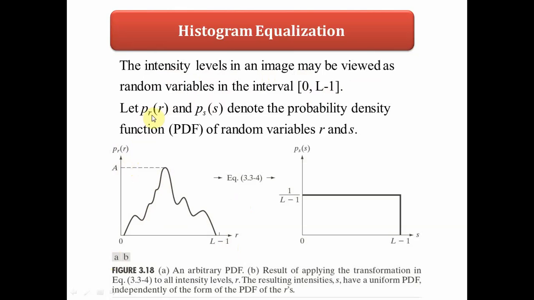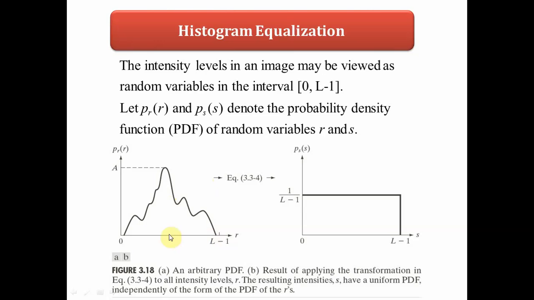Let P suffix R of r and P suffix S of s denote the probability density function, that is PDF. So the entire range will be considered as starting from 0 to L minus 1. If it is not 0 to L minus 1, you need to make it 0 to L minus 1, or whatever after equalization, when you distribute equally the histogram, or gray levels, or number of pixels all over the area.